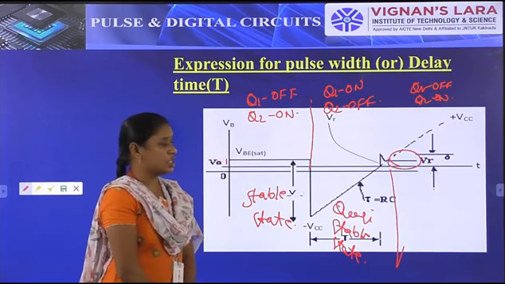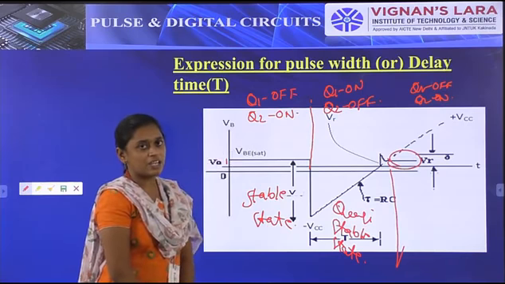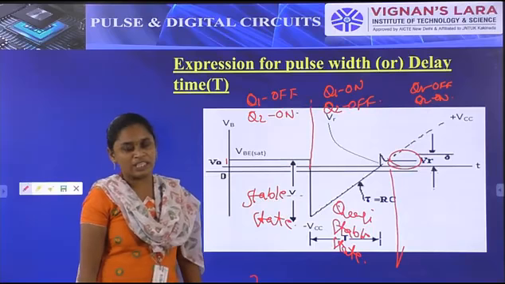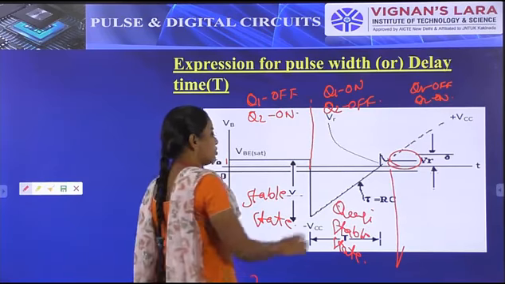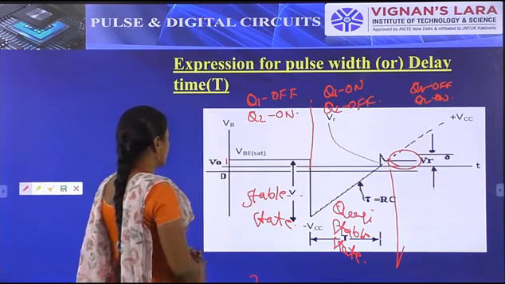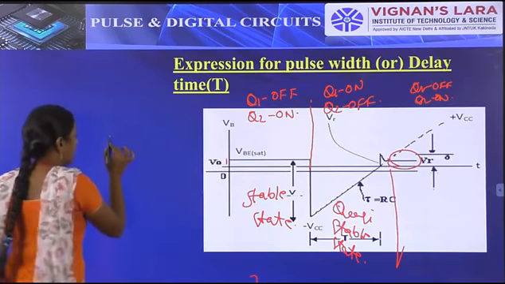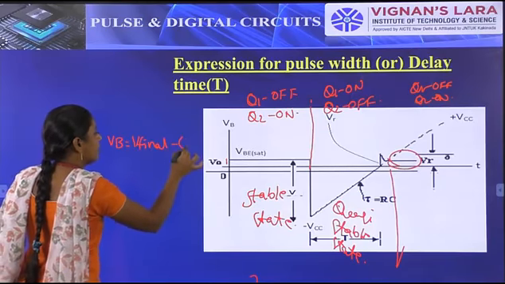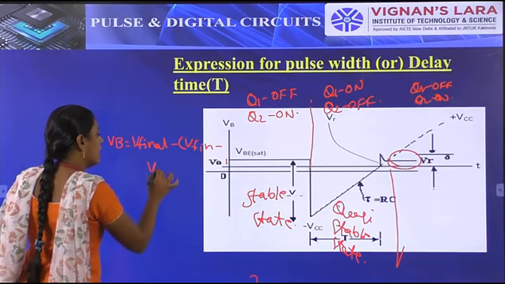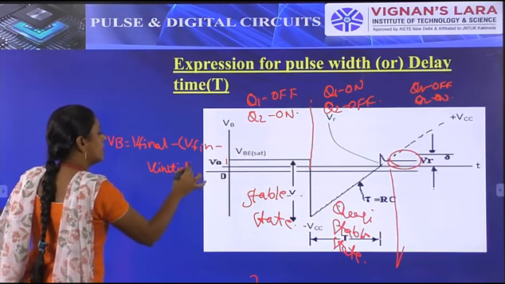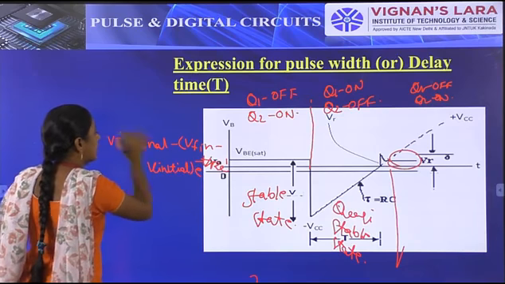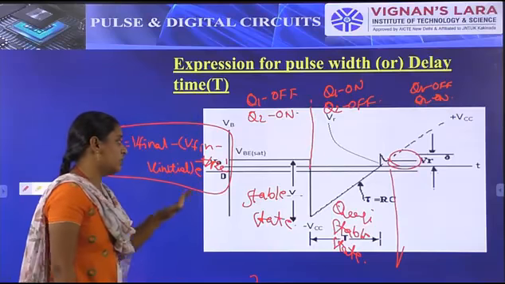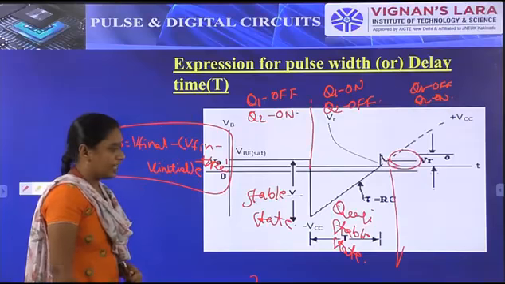That is, Q1 is in the on condition and Q2 is in the off condition. Obviously the capacitor starts discharging. As we know the mathematical equation of the capacitor, VB is equal to V final minus V initial into e power minus t by RC. This is the standard equation for capacitor charging or discharging.